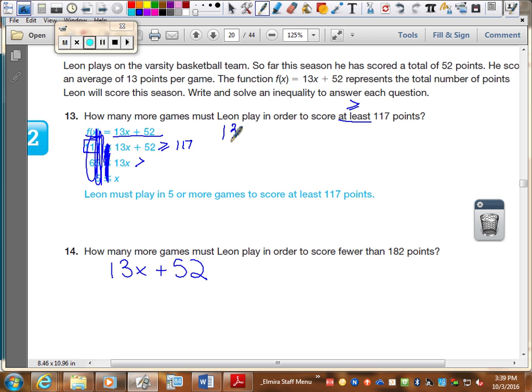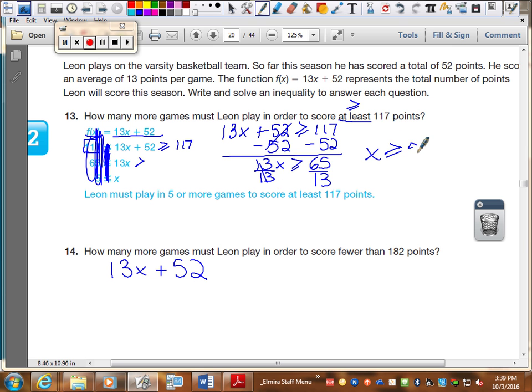Then solving, the other thing I don't like, I'm just going to redo this question. Okay, so 13x plus 52 is greater than or equal to 117. I also don't like that they don't show the step of subtracting 52 both sides. This textbook system is notorious for that. They just skip that step. All of a sudden you just have a 65 here, and where did it come from? So you should be showing subtract 52 both sides. Then divide 13 both sides. They leave that step off as well. So I have x greater than or equal to 5 games.